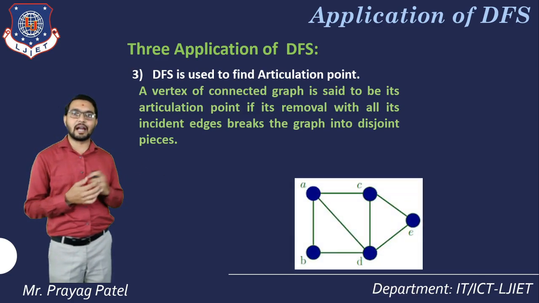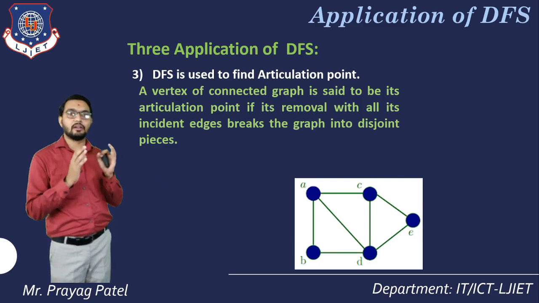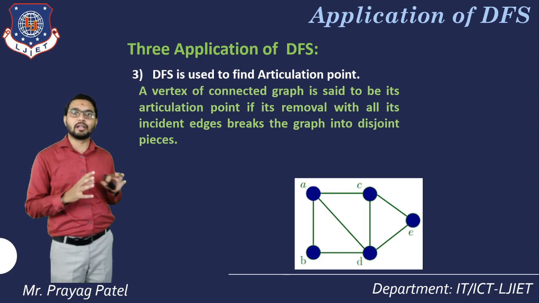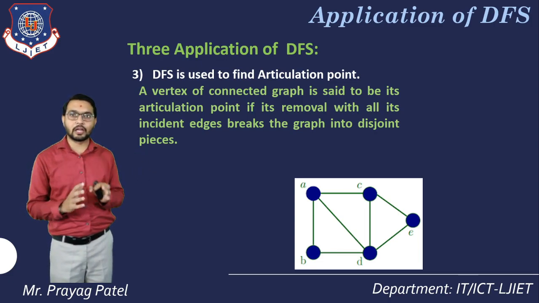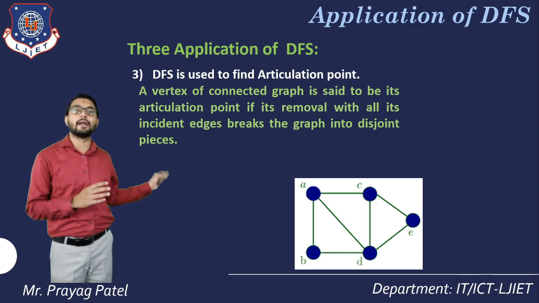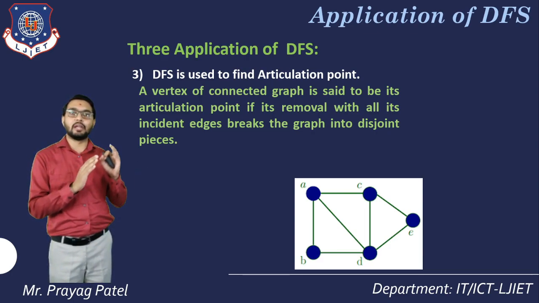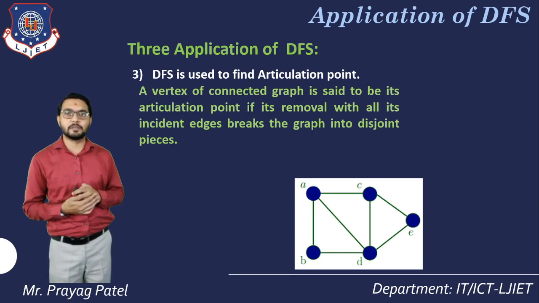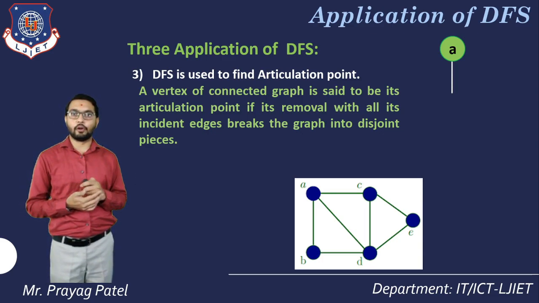For example, consider this graph. In this graph, find any node whose removal can divide the graph into two parts. For example, if we remove node A, then the graph is not divided into two parts. If we remove B, then the graph is not divided into two parts either. If such nodes are not available in a graph, then we can say that no articulation point is present in this graph. But if some nodes are available, for example, if we remove a node and the graph is divided into two parts, then we consider this node an articulation point.